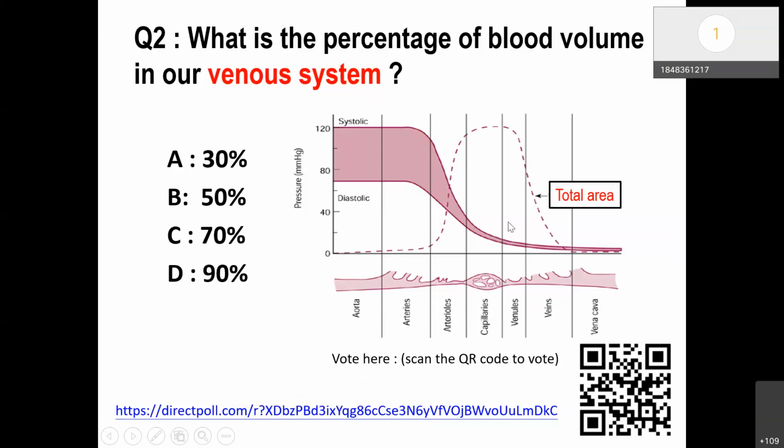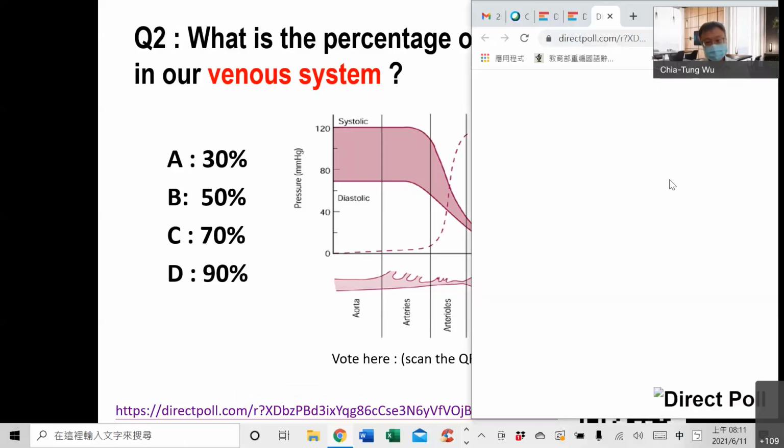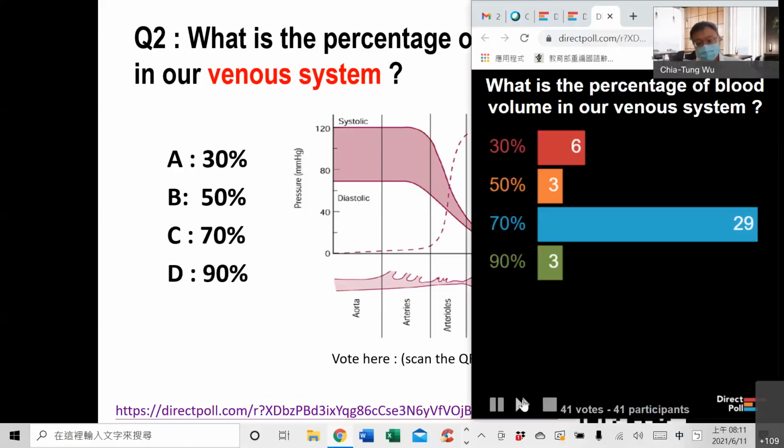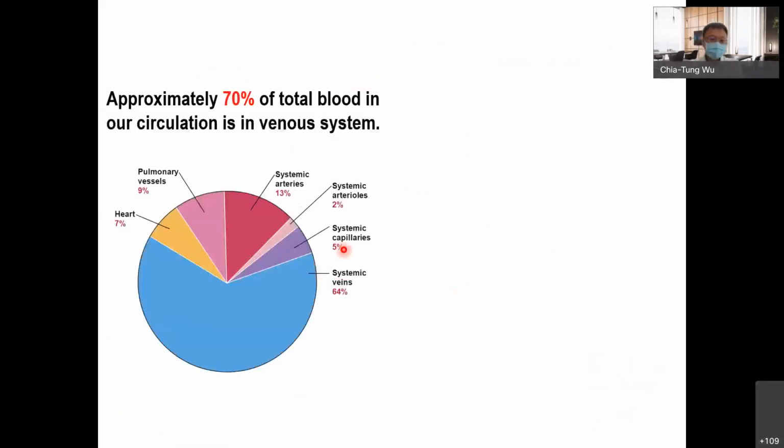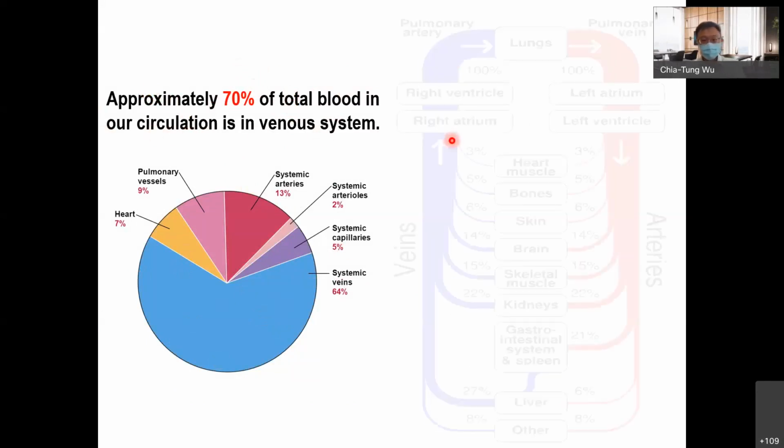Okay, you can see that the total area is biggest at the venous side, right? Here's everybody's response. Okay, good. The correct answer is 70%. Let me show you. So this is the distribution of the blood in our circulation system. You can see that the blue part, approximately 70% of total blood, is in the venous system.